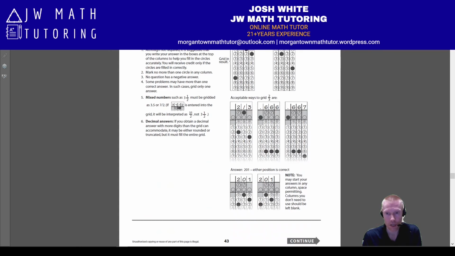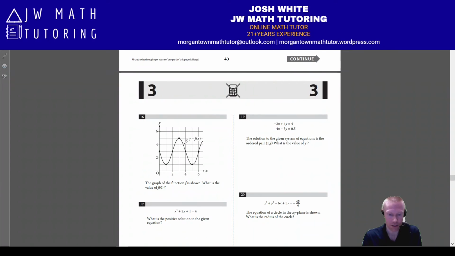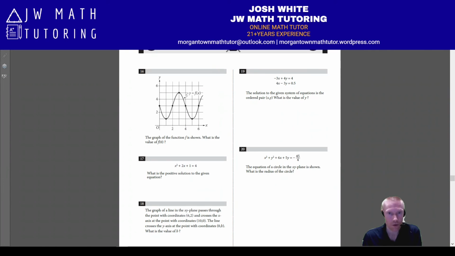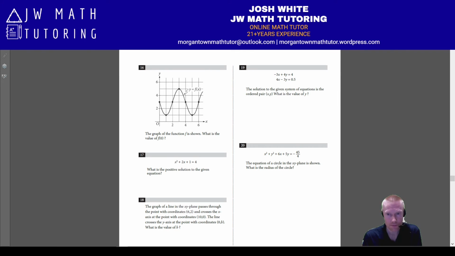All right, now turning to the grid-in section, starting with problem number 16. So here you're given a graph and they just ask for the value of f of 0. That's really no different than just asking for the y-intercept. So when x is 0, what's the y value? Well, it's right here. It is +3. So the answer to this one is just 3. That's it. No other work to be done. Just reading a value on a graph.